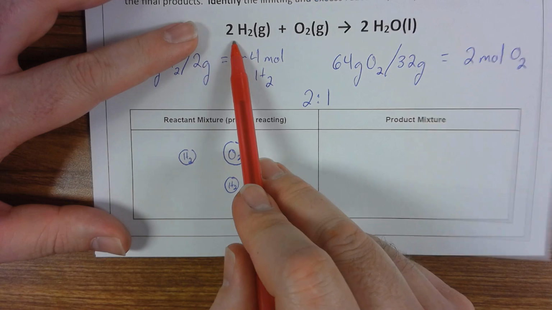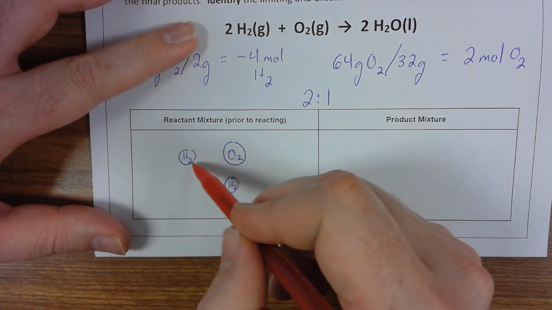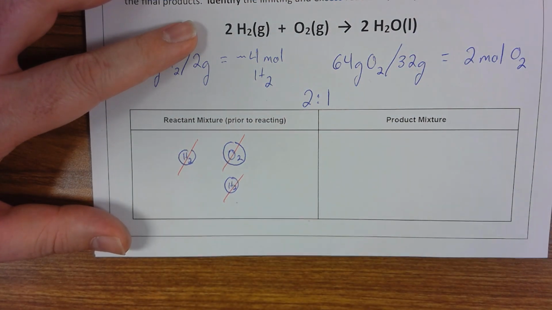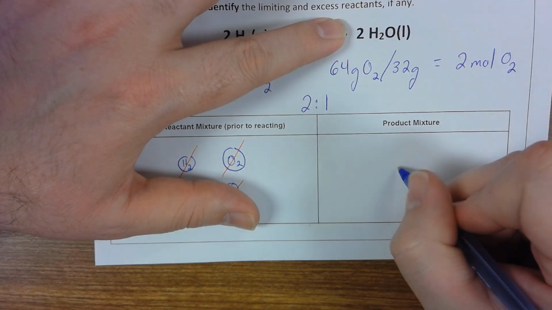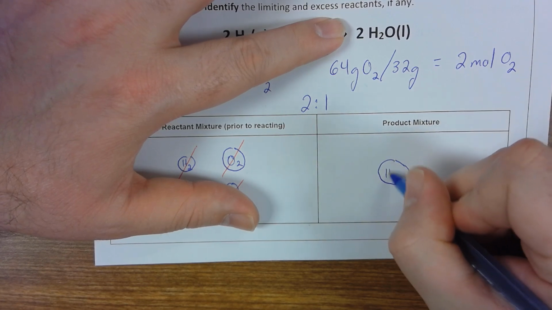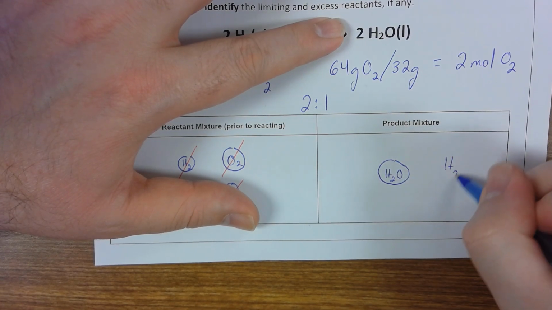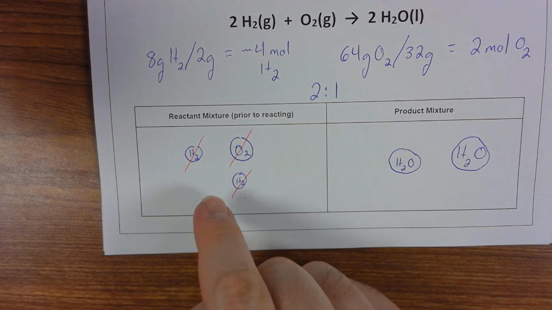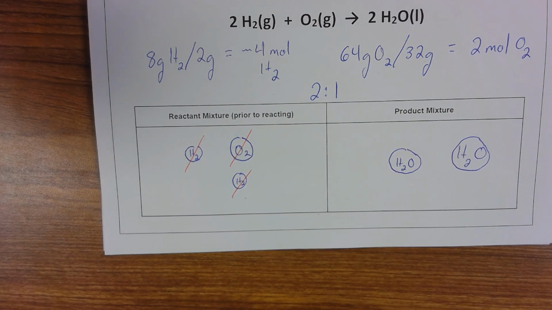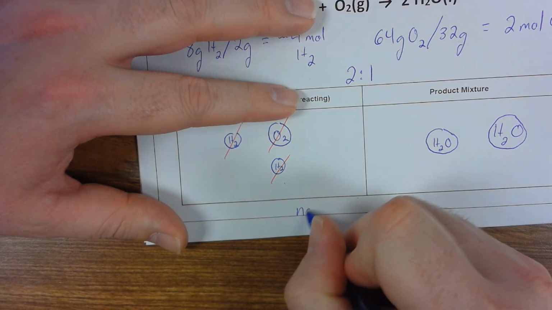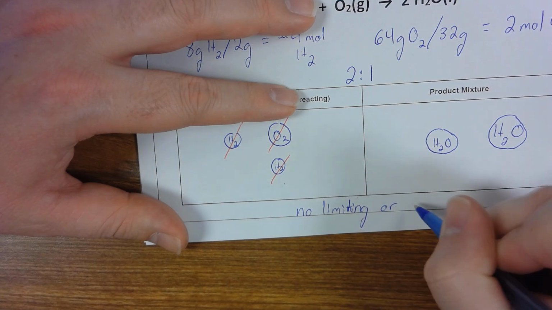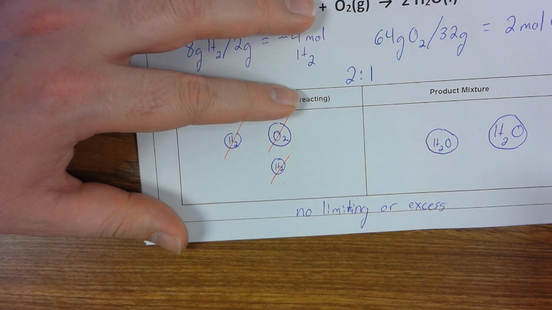The reaction consumes 2 hydrogens for every oxygen, and hey, look, you have 2 hydrogens and 1 oxygen, which means all 3 of these things are going to react to make 2 water molecules. So slightly bigger bubbles over here, H2O and H2O. And there you go. Now, because you consumed all the hydrogen and all the oxygen, technically, no one was limiting and no one was excess. So down here, we're going to write no limiting or excess. And there you go.